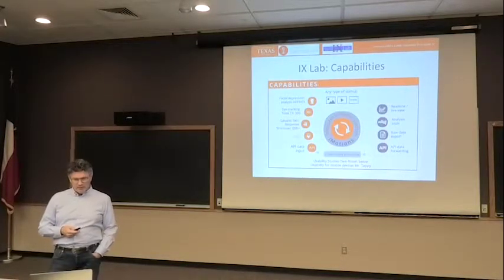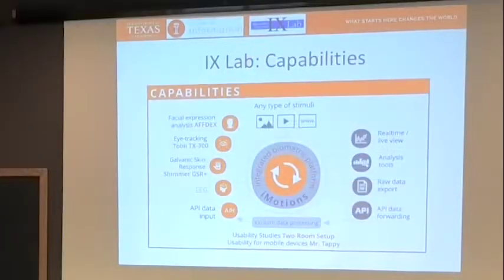Our capabilities in the lab include, so first I should say the setup is a two-room setup. It's a kind of standard usability setup of a usability lab with one room where we test participants, and the second room is for observation with one-way mirror between these rooms.